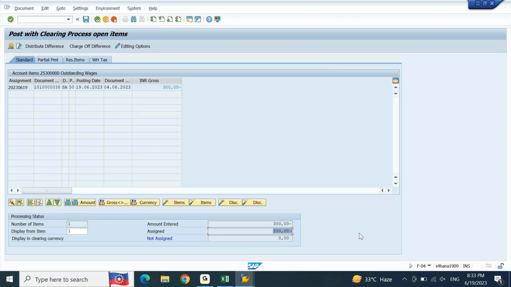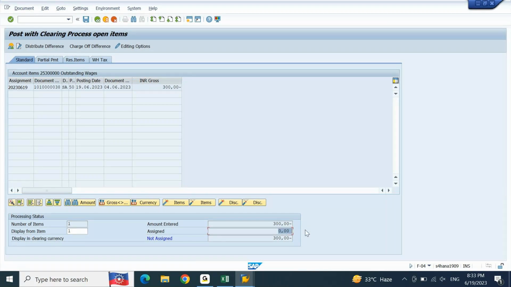Amount entered is always the amount that you have manually keyed in. Amount assigned is always the transactions that you are selecting for clearing. In this, I am going to clear this. If I double click on this, it will get deselected. Amount assigned is now 0.